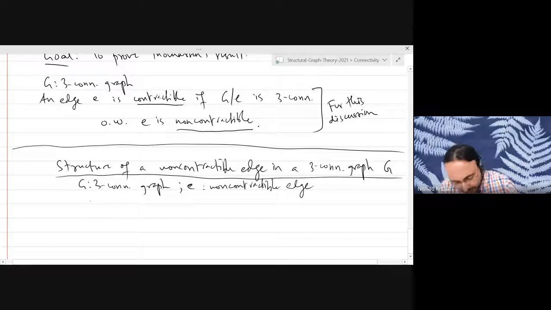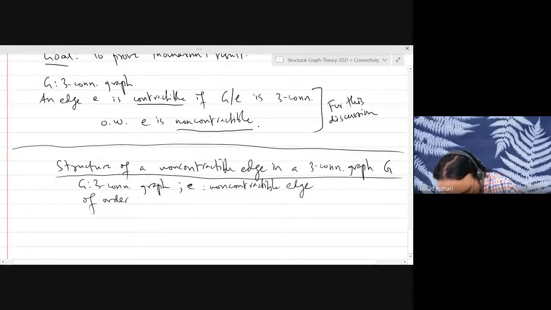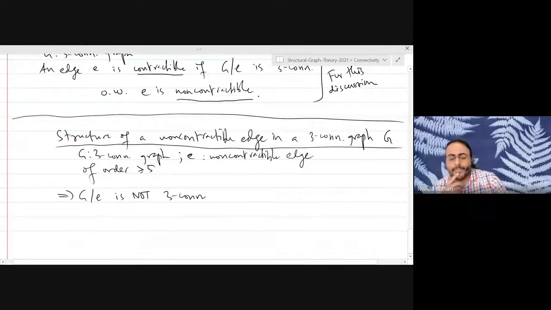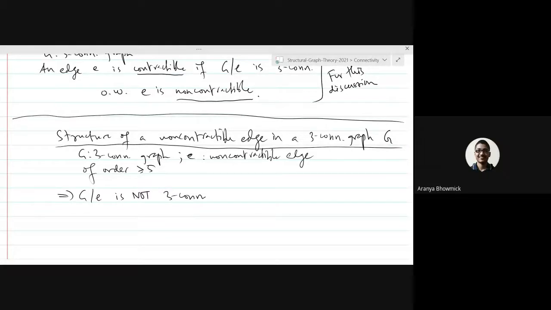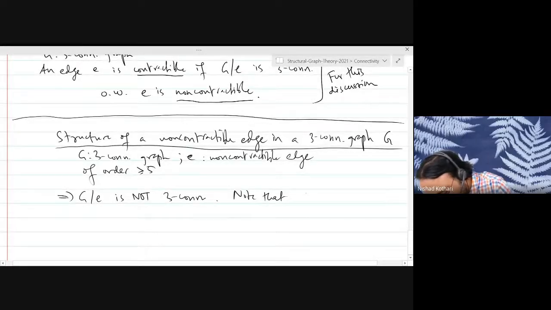Okay, and this has at least 5 vertices. What does that mean? That means that G contract E is not 3 connected, right? Well, can it be a complete graph? Anyone? Can G contract E be a complete graph? No, because it is not a complete graph.